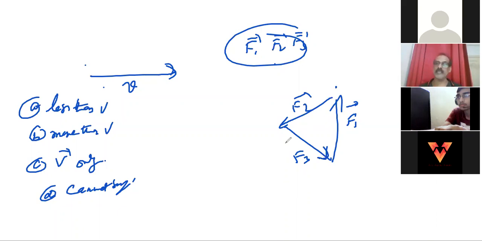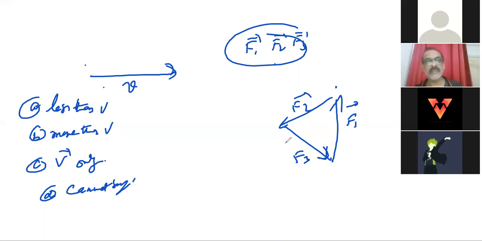Yes, if they're taken in the same order, the resultant will be 0. That means the force acting on this particle is 0. Then what will be the velocity? It will remain unchanged, I think. If there is no force acting on it, it will travel with the constant original velocity. Isn't it? Yes, sir.